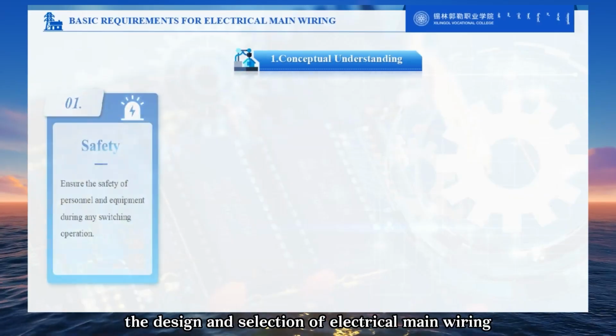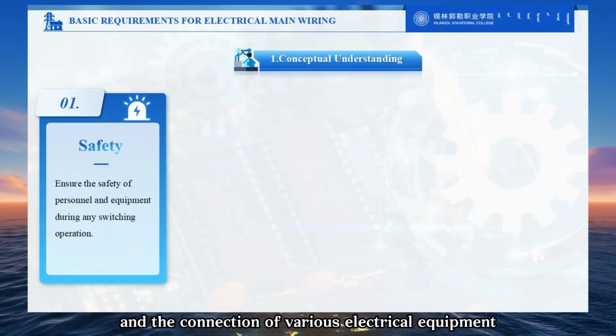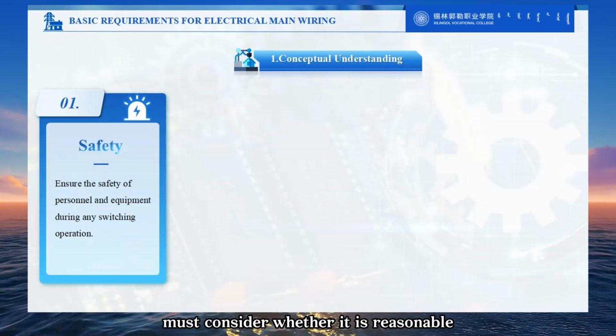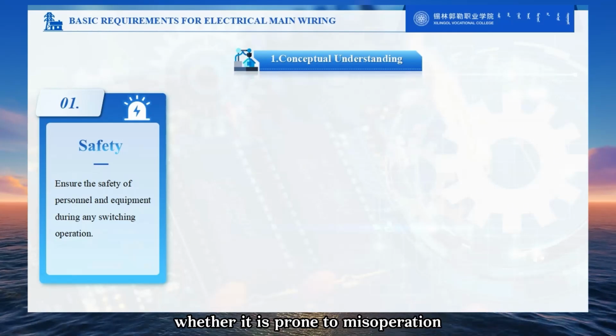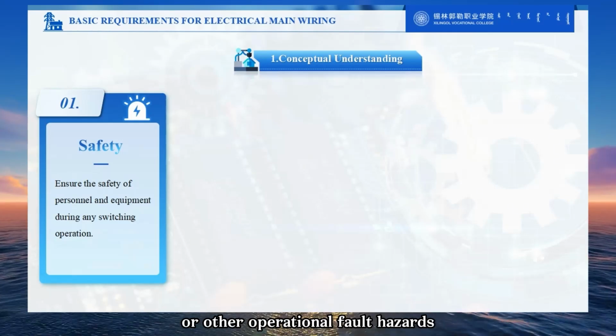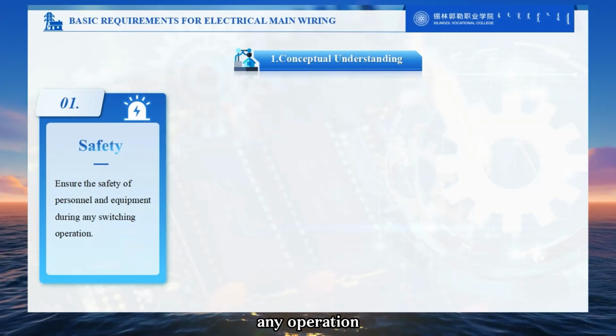1. In terms of safety, the design and selection of electrical main wiring and the connection of various electrical equipment must consider whether it is reasonable during actual on-site operations, whether it is prone to misoperation or other operational fault hazards. It must ensure the safety of personnel and equipment during any operation.